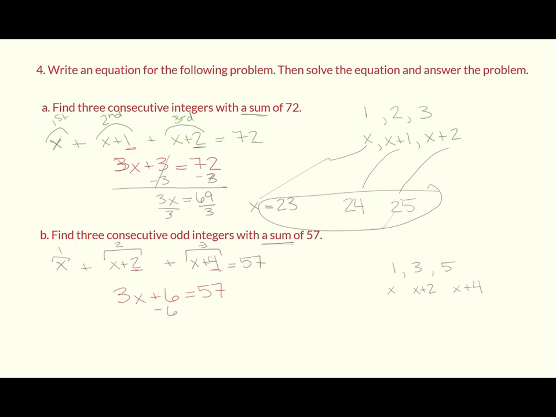Subtract 6 from both sides. You get 3x equals 51. Divide both sides by 3, and you get x equals 17. So if x equals 17, then x plus 2 equals 19, and x plus 4 equals 21. Those are my three odd consecutive integers that have a sum of 57.